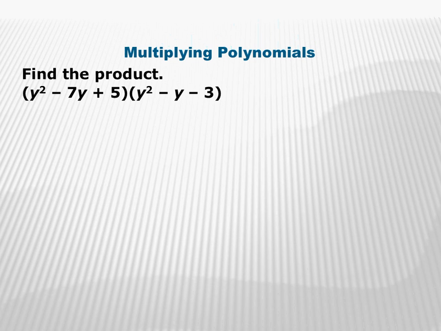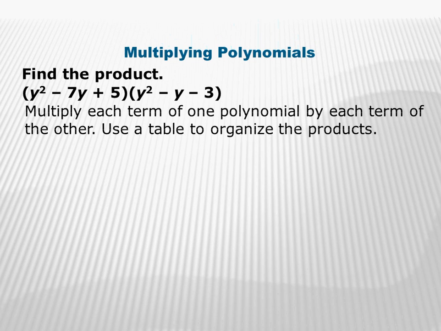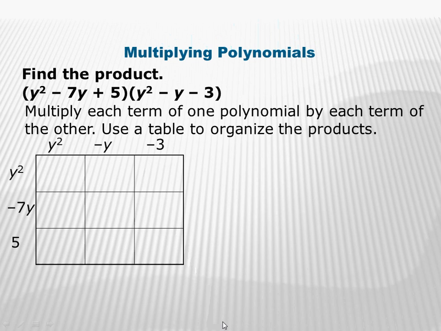As we get to larger problems, like a trinomial times a trinomial, sometimes it's more helpful to have a table to help you keep yourself organized. So we're going to try using that method, the table method. We're going to start by drawing a 3 by 3 table, and we got the 3 because of how many terms were in each polynomial.